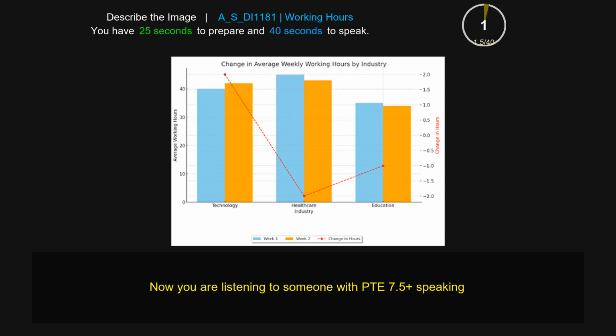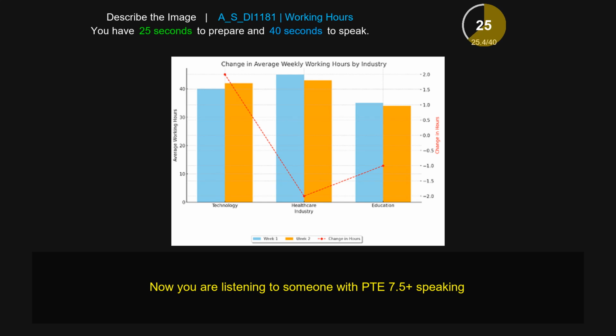The given picture is a bar graph which gives information about the change in average weekly hours by industry. The major elements in the picture are average working hours, industry, and the change in hours. Similarly, the information about technology can be seen, whose value is 40 in week 1 and 45 in week 2. Furthermore, important information about the healthcare industry and education can be seen.